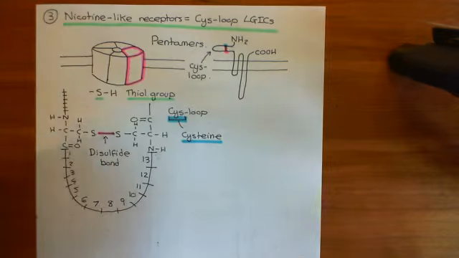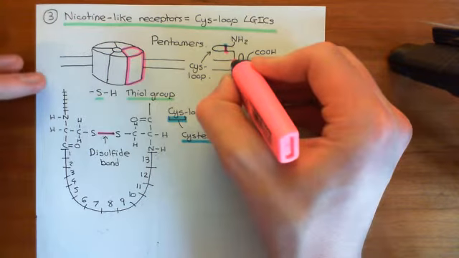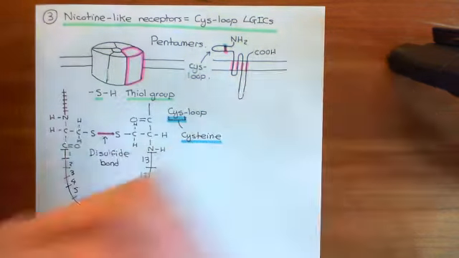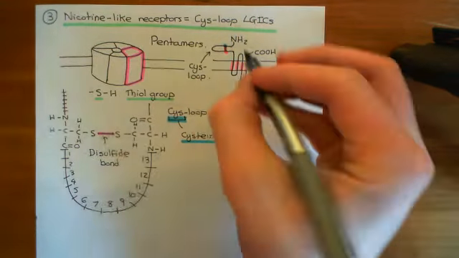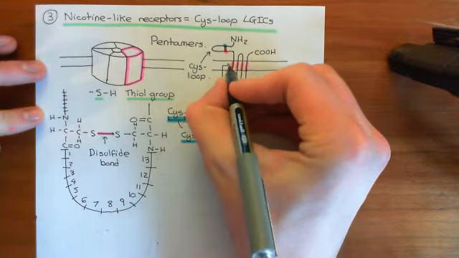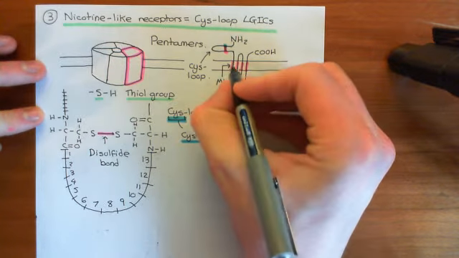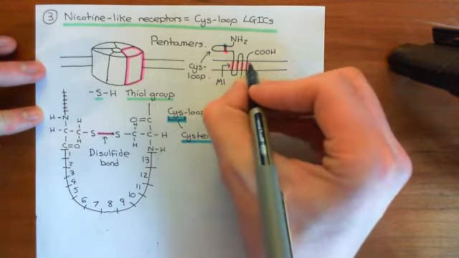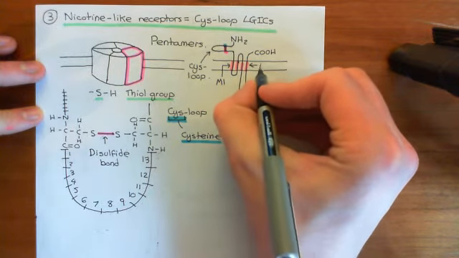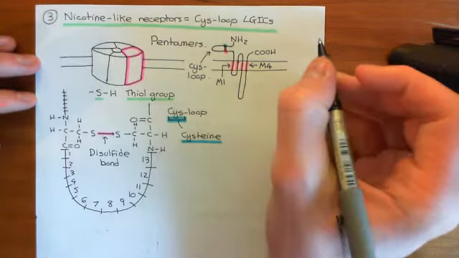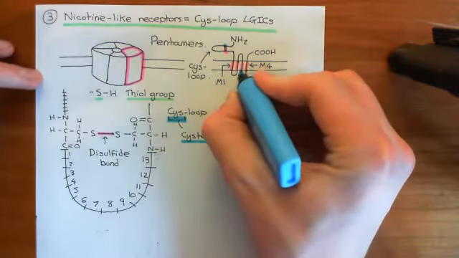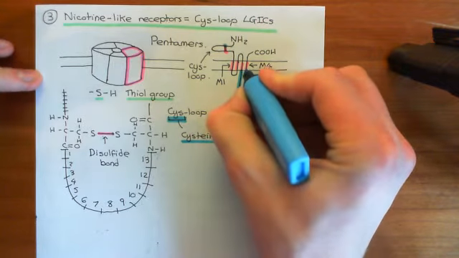Okay, so let's do a bit of terminology here then. Firstly, we'll name the membrane spanning alpha helices coloured in pink here. The first membrane spanning alpha helix is called M1, the second one is called M2, the third one is called M3, and the fourth one is called M4.